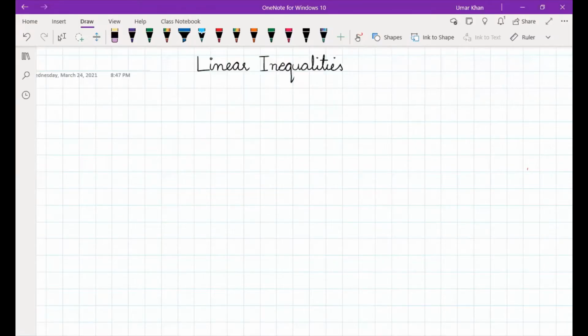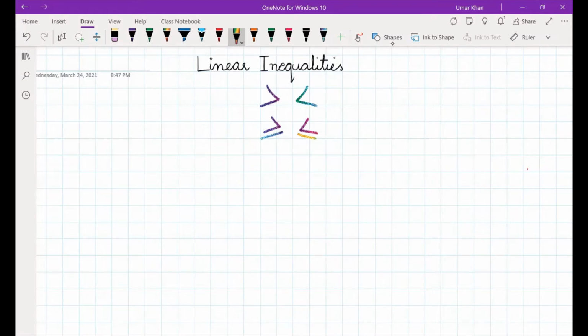Hello everyone. In this video, we will be learning linear inequalities. This is part 1 of the video where we will be solving equations of the linear inequalities. So what does the word inequality mean? Inequality has 4 signs: greater than, less than, greater than and equals to, less than and equals to. So these are the 4 signs that we will be dealing with.